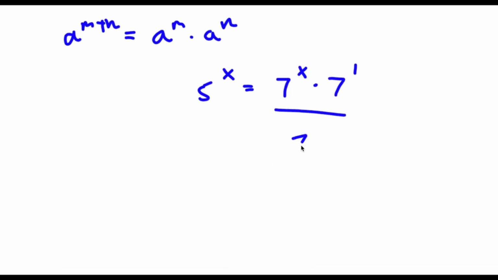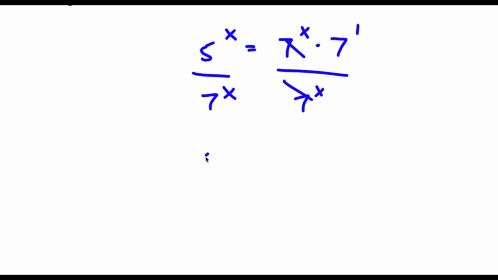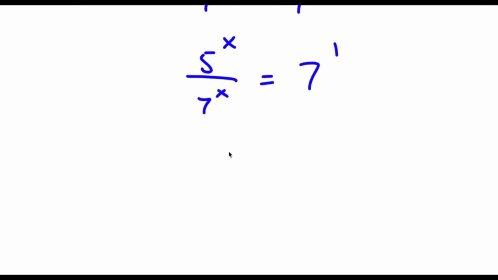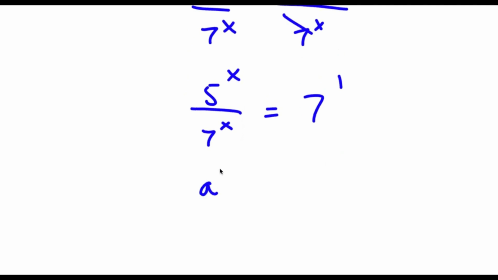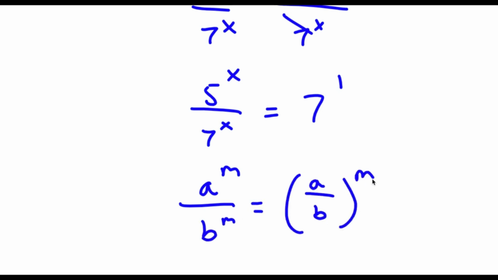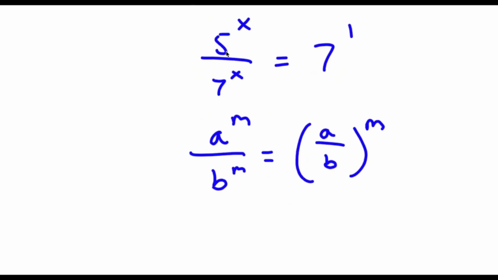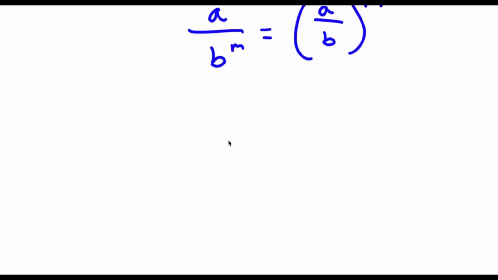Now I'm going to go ahead and divide both sides by 7 to the power of x. So then these two cancel out. Now I'll have 5 to the power of x over 7 to the power of x is equal to 7 to the power of 1. Now if I have something in the form a to the power of m over b to the power of m, this is the same thing as a over b to the power of m. So 5 to the power of x over 7 to the power of x, that's going to equal 5 over 7 to the power of x, and this is equal to 7.